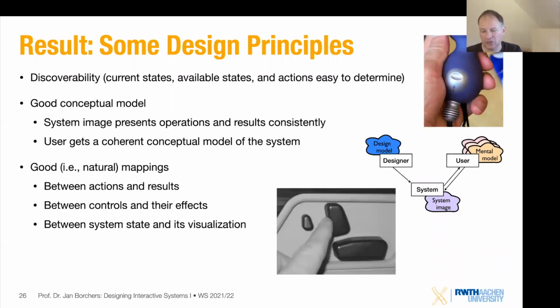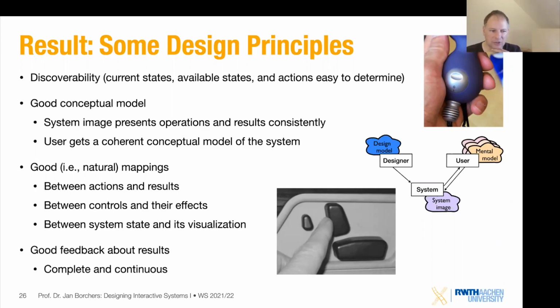And then finally, we talked about mappings here. And we understand that good mappings are things like spatial analogies or biological or cultural analogies. And they map between actions and results, between controls and their effects, or between a system state and its visualization. And then finally, we know that whenever something does happen, some result is being achieved, then we need feedback. We need to put that information back into the user's perception with visual or auditory cues so that they know what's going on.